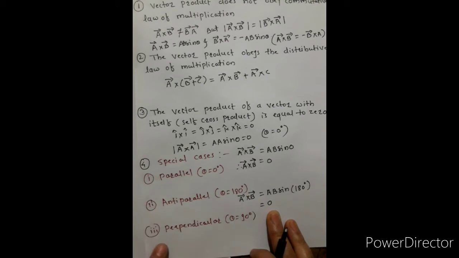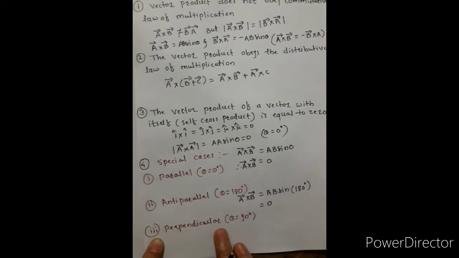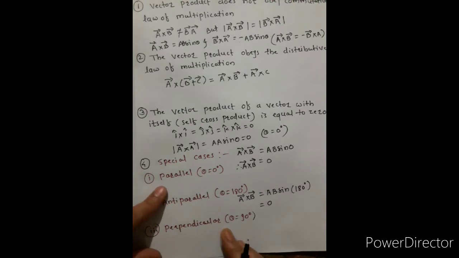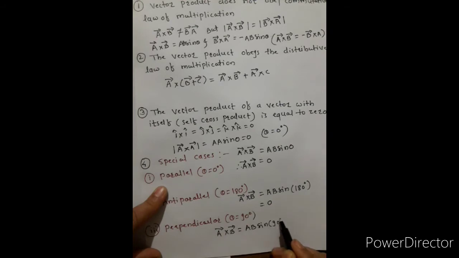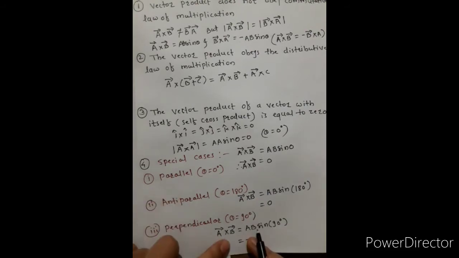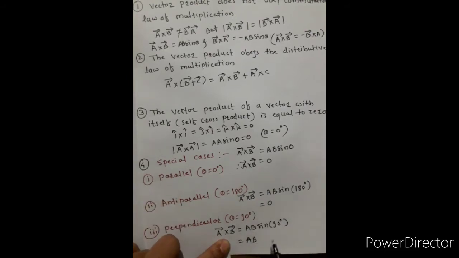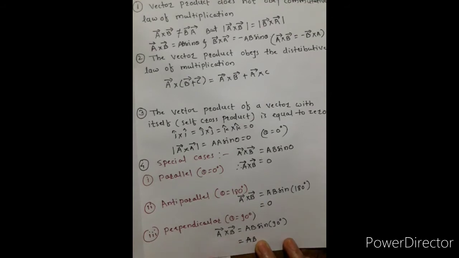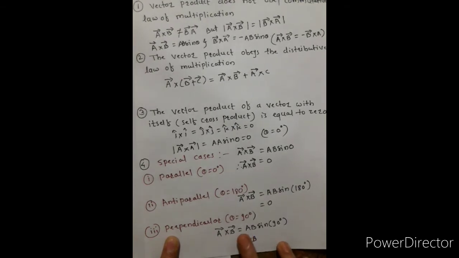And the last case is what? If the two non-zero vectors are perpendicular to each other, that is theta is equal to 90 degree. So here the vector product of the two vectors, that is A cross B, is equal to AB sine 90 degree. And we know that the value of sine 90 is equal to 1. So it is equal to magnitude of A into magnitude of B. It means when the two non-zero vectors are perpendicular to each other, their vector product is equal to magnitude of A times magnitude of B.